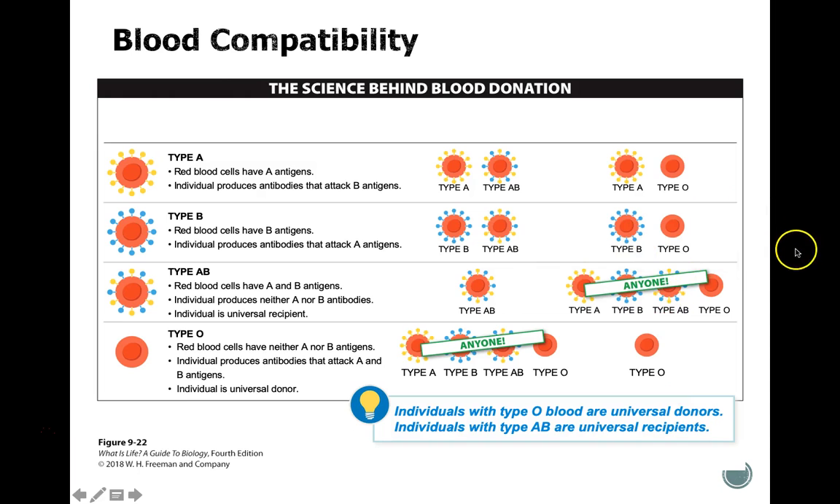So this is just another summary chart showing the antigens and the antibodies. This is kind of showing what the genotypes would look like. So individuals who are type O, who do not have any antigens on the outside, are considered universal donors. They can give to anybody because those blood cells are not going to be attacked by their immune system. AB blood types, because they don't have any antibodies, are universal recipients. They can receive blood from anybody.